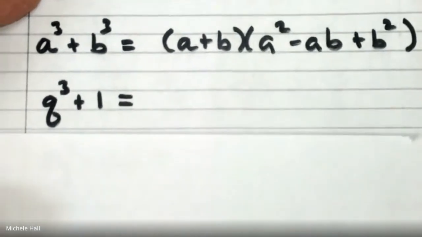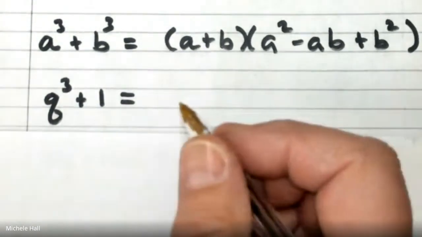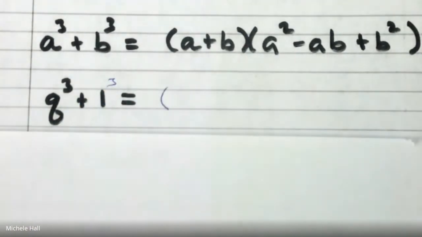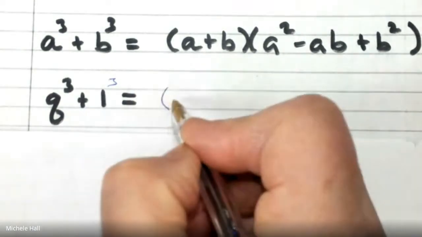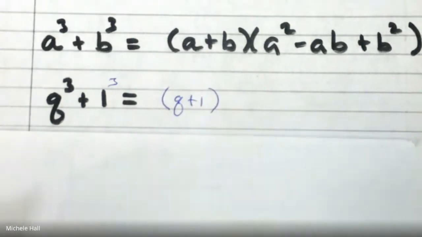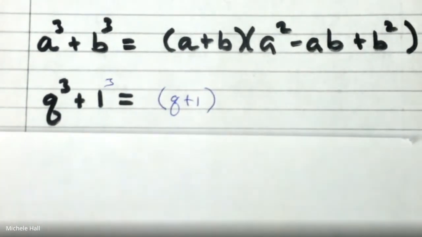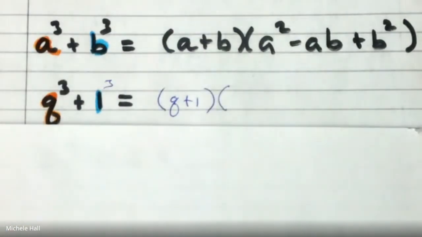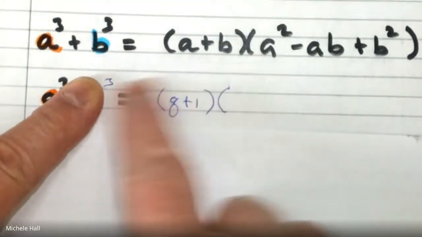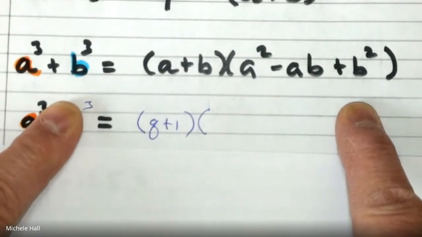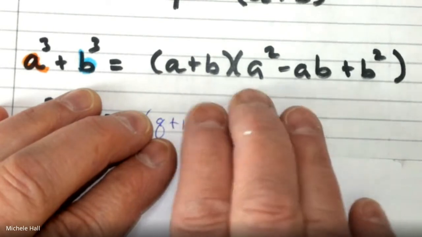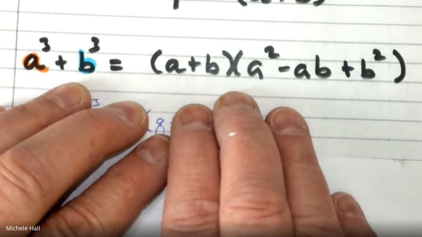Q cubed plus 1. And so the first thing you would do is you would take one of everything, q and a 1. This is a cube. That's important, that they actually look like cubes. 1 is a cube. So I would just do q plus 1. Take one of each. And now it says you're going to square your a term. Here's my a term. Okay, so the first one is the formula. This is the formula. If I want to factor a cubed plus b cubed, there's a formula for it. It's in your notes.